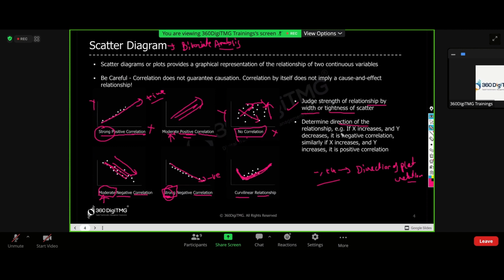Determine direction of relationship. Example, if x is increasing, y is decreasing, it is negative. Similarly, x is increasing, y is also increasing, it is positive. The negative and positive will define the direction. Clear? Any doubt, any question into this?